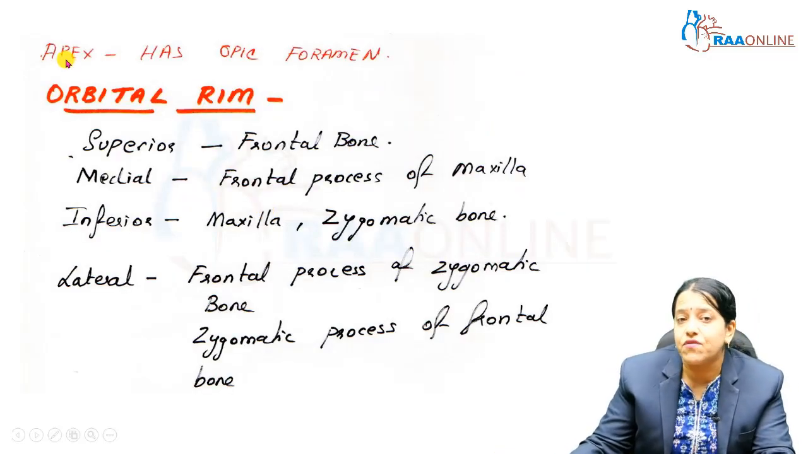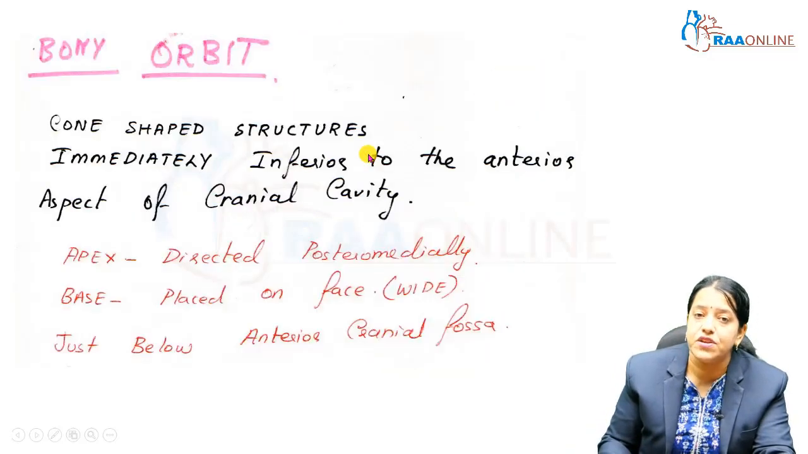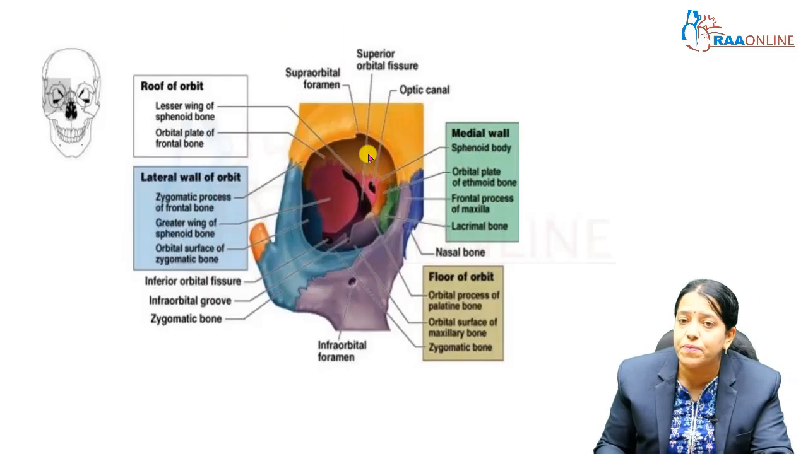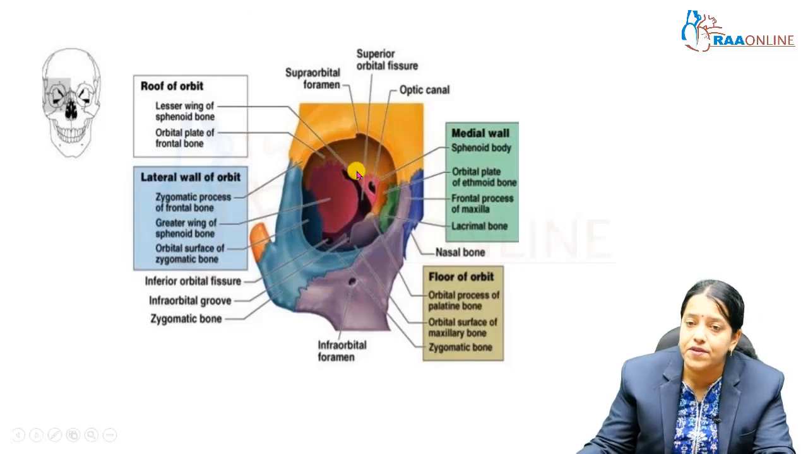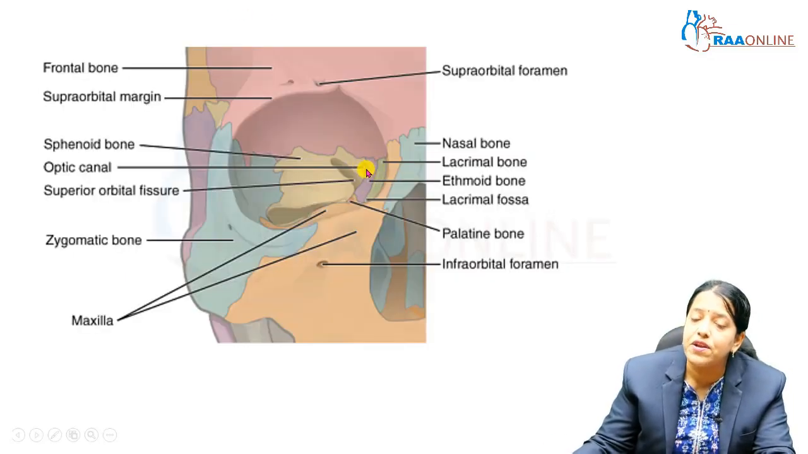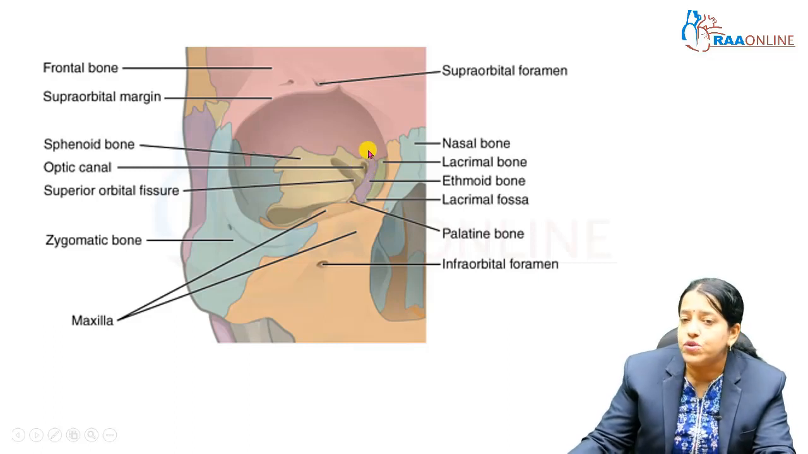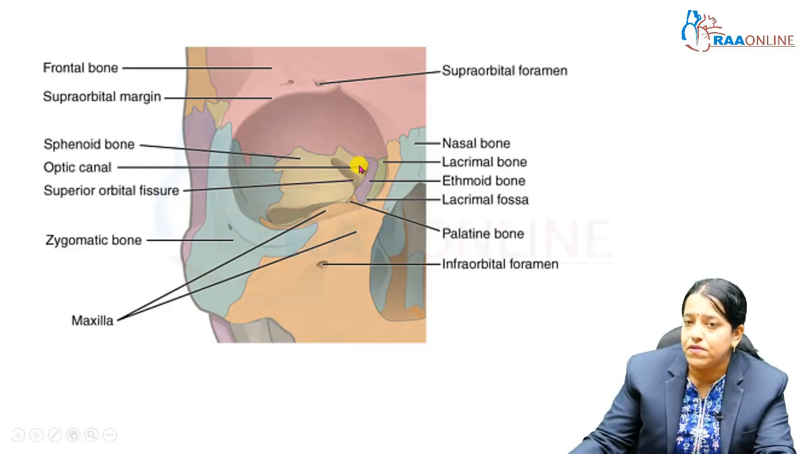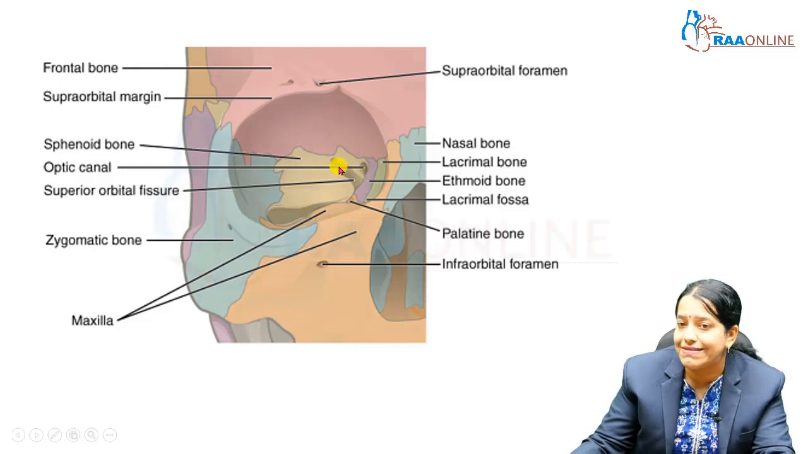Now the apex of the orbit has one foramen which is called the optic foramen. So let's go back and see the apex of the orbit. Yes, so this is the apex of the orbit, or you can see over here also this is the apex of the orbit, and it has one foramen which is the optic foramen. Now this foramen is between the lesser wing and the body of the sphenoid. We will come to the structures which are passing through the foramens of the orbit also.